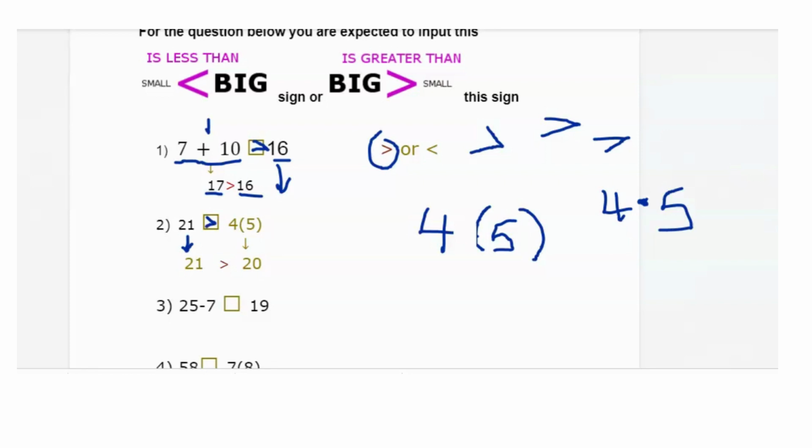Then we go over to question number 3, which says 25 minus 7 and 19. Which one is bigger? Is it 25 minus 7 or 19? We don't know, so we have to find out what is 25 minus 7. 25 minus 7 is 18. So look at it. Is 18 greater or less than 19? 18 is less, smaller than 19.